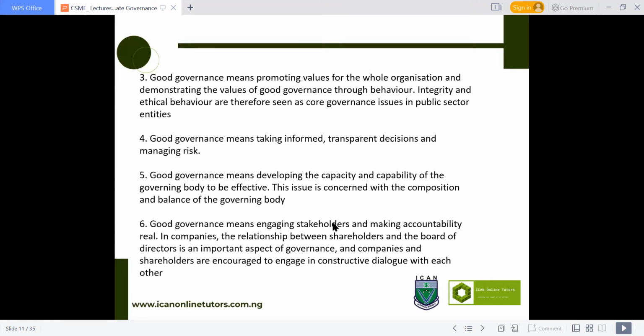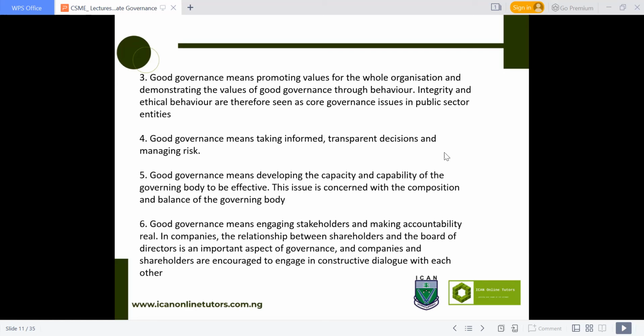So good corporate governance means engaging stakeholders. In ICAN, they usually do a meeting with the members as well, categorized into many parts. There's a meeting for members in public practice, another for members not in public practice, and another for young accountants as well.